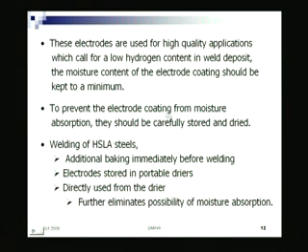To prevent the electrode coating from moisture absorption, they are to be properly stored and dried. For example, when you are welding HSLA steel, HSLA is high strength low alloy steel, right, additional baking immediately before welding is needed. Immediately before welding, you bake it. So, what is done is they are directly used from a portable dryer. The welder carries a portable dryer, which is electrically heated. You keep the electrodes inside.